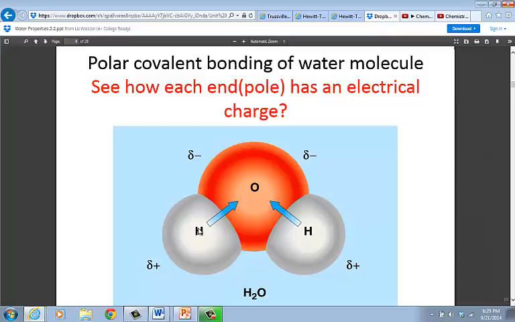So water's polarity allows for hydrogen bonds to form very easily. And remember, we said a hydrogen bond is a weak bond. This dotted line here is telling you that that's a bond. That's going to be really important.